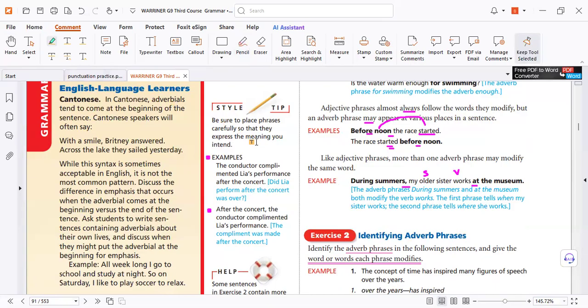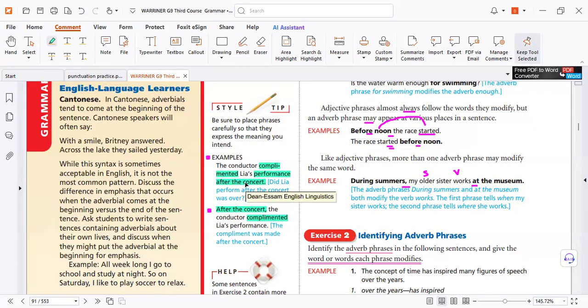Let's find where the preposition phrase is: after the performance. Here is the preposition phrase at the beginning. The preposition phrase modifies the performance. So did he compliment after the concert? Or did the performance happen after the concert? Or after the concert he complimented? So we keep the phrase near what it modifies.